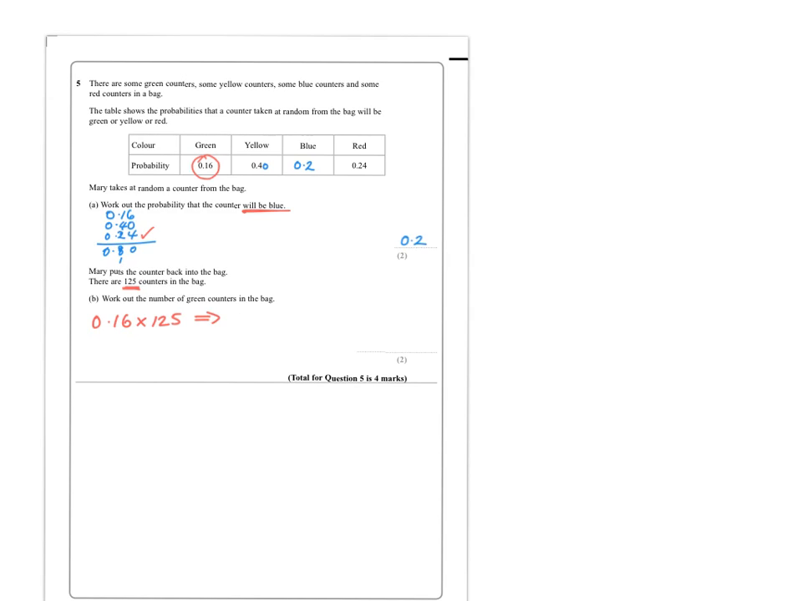So if we wanted to do 0.16 times 125, the first way without a calculator is you can say that 0.16 is definitely less than a half, and hopefully you're with me that it's less than a quarter. We'll stick it at that, just roughly, and we'll say 125 is roughly 100, let's just say to the nearest 100. And a quarter of 100 is 25.